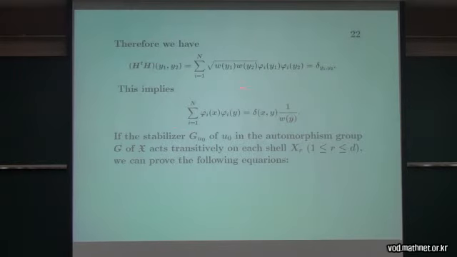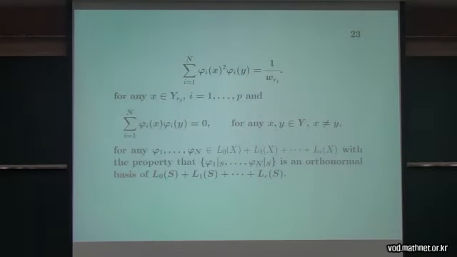We use this equation intensively, and if the stabilizer of U0 in the automorphism group acts transitively on each shell, then this holds for any orthonormal basis. And we have this formula and this equation, and we use these to determine the conditions. Okay.